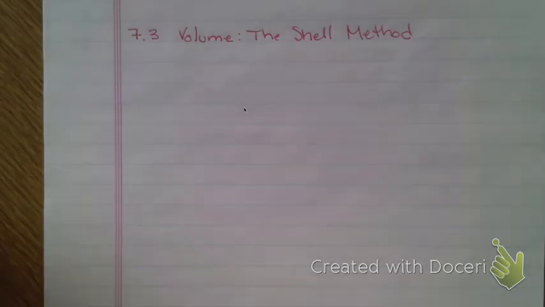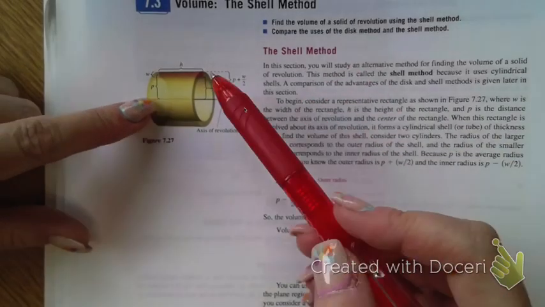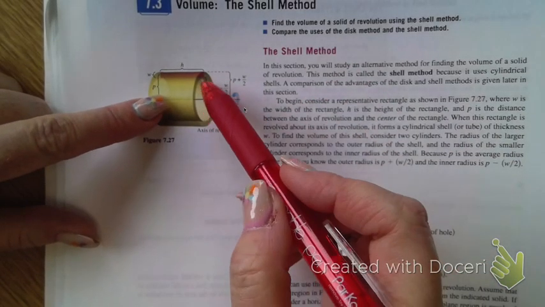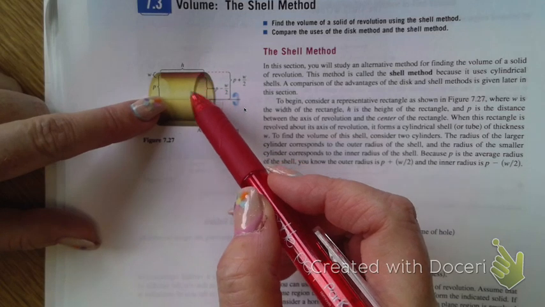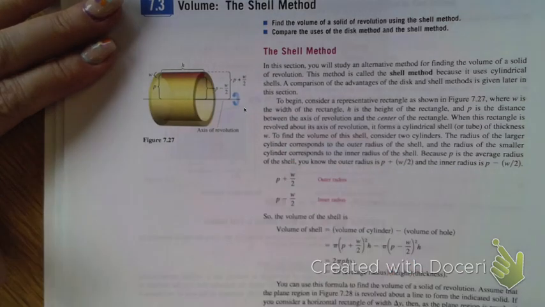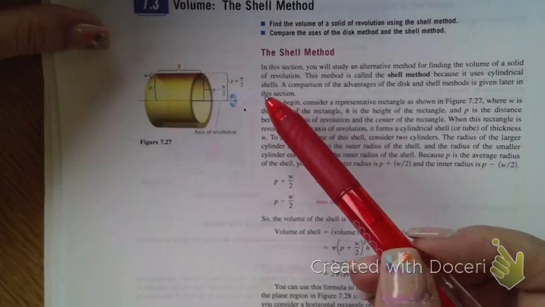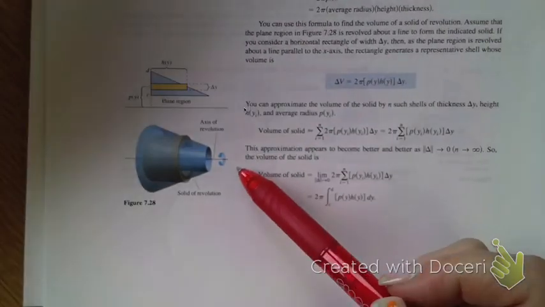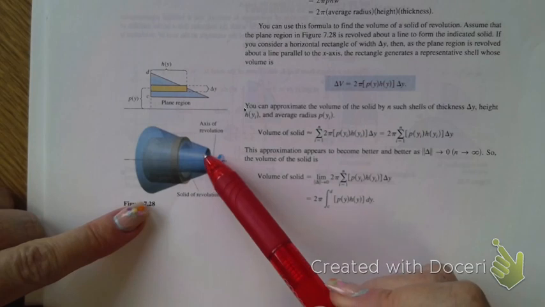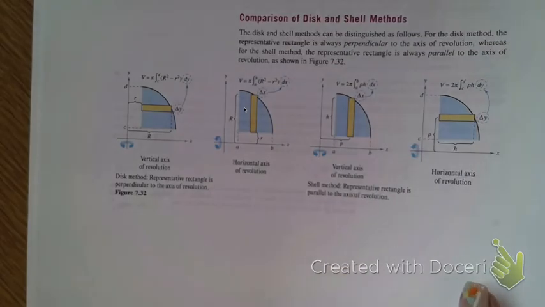Okay, so we have another method. We have the shell method. The shell method is used in pictures like this, where we have just a difference. Does that make sense? We have this difference here. Use the shell method because it uses cylinder shells. You can use it here in this type of shape. We're revolving it around, again, the X and Y axis.